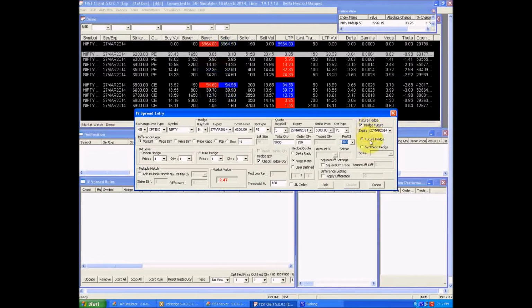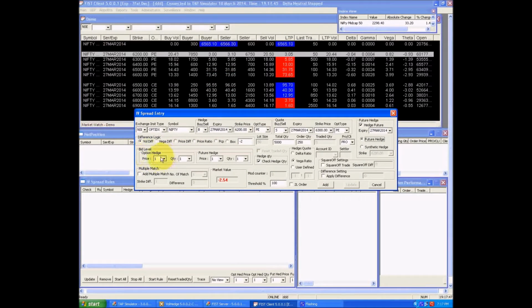For future hedge, there are two options. Either you can hedge the net delta of the strategy through future, or you can hedge the net delta of the strategy through synthetic option. If I want to hedge the net delta of the strategy with a synthetic option, then I will select 6600 as the strike price because it is nearest to the current market price. Presently, I am hedging through futures.